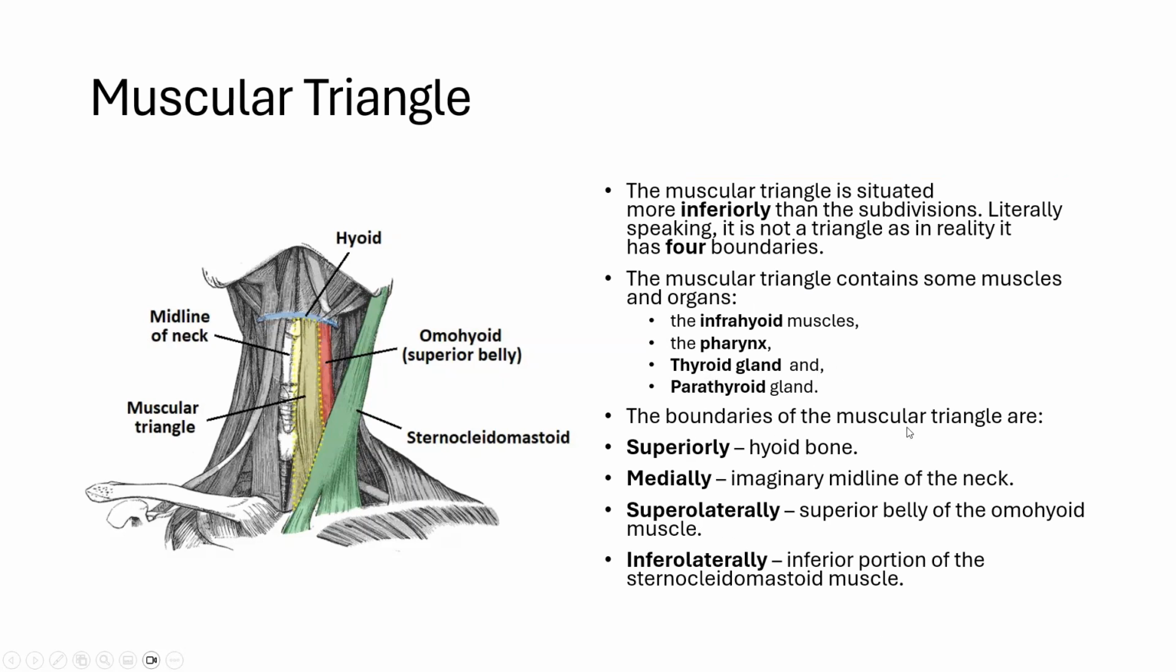The boundaries of the muscular triangle are superiorly the hyoid bone, medially the imaginary midline of the neck, superolaterally the superior belly of the omohyoid muscle, and inferolaterally the inferior portion of the sternocleidomastoid muscle.